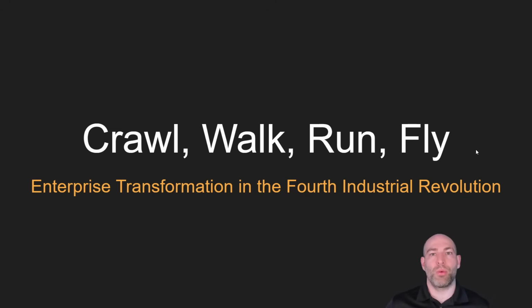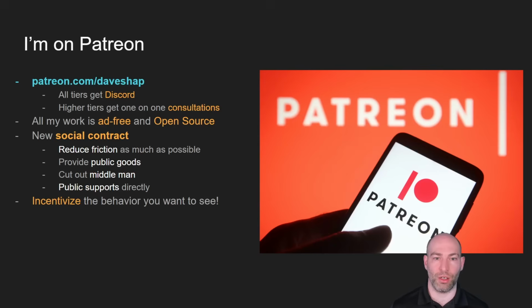So today's video we're going to talk about the crawl, walk, run, fly model of enterprise transformation in the age of the fourth industrial revolution. Now, the fourth industrial revolution is primarily driven by artificial intelligence, but also internet saturation. You might have heard of spatial web or Web 3.0, but really artificial intelligence is kind of front and center, and it's certainly what's kicking it off into high gear.